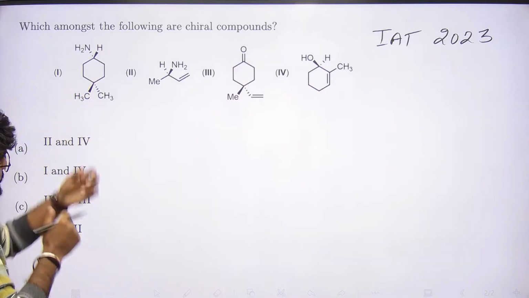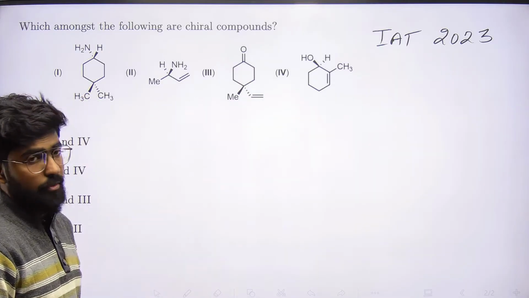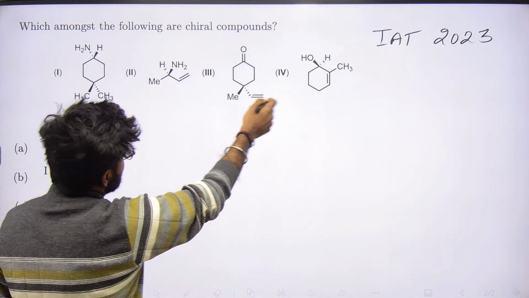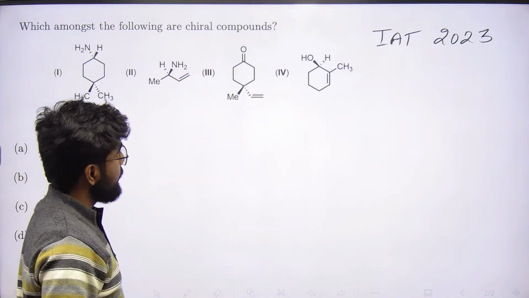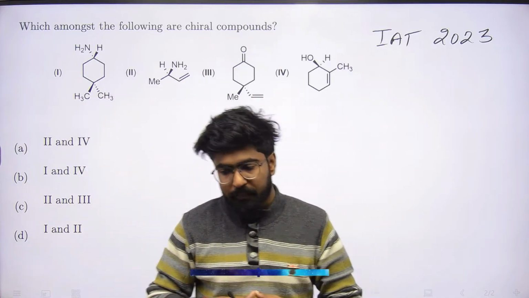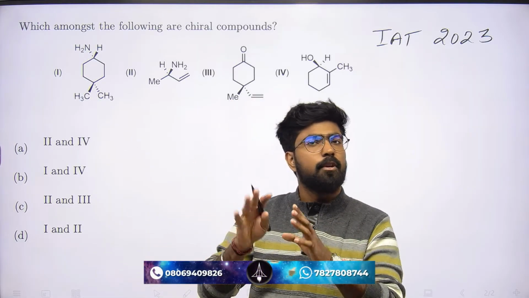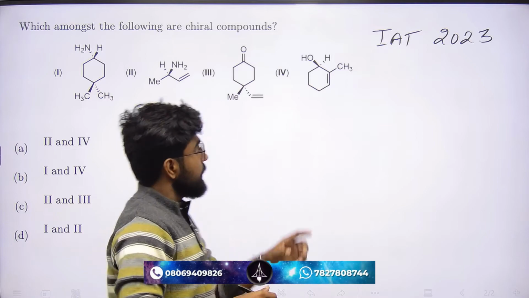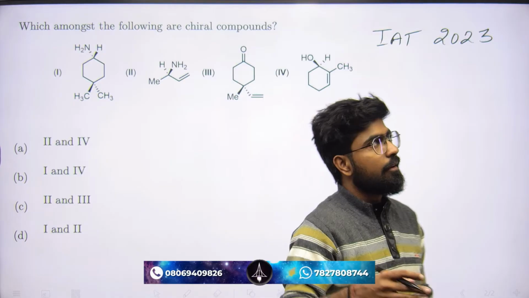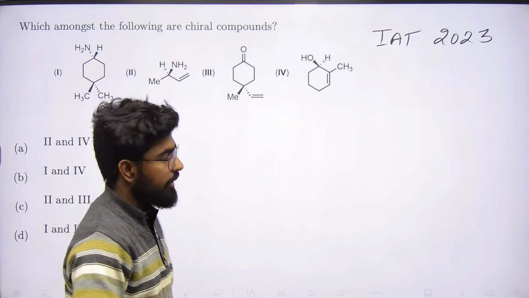In this question we have to select the chiral molecule among these four. We have been given these four compounds, first, second, third and fourth, and we have to select which of these is chiral. So what is the condition for a compound to be chiral? If a molecule is chiral, it should have a basic condition that any one carbon, or maybe multiple, should have 4 different groups, right?